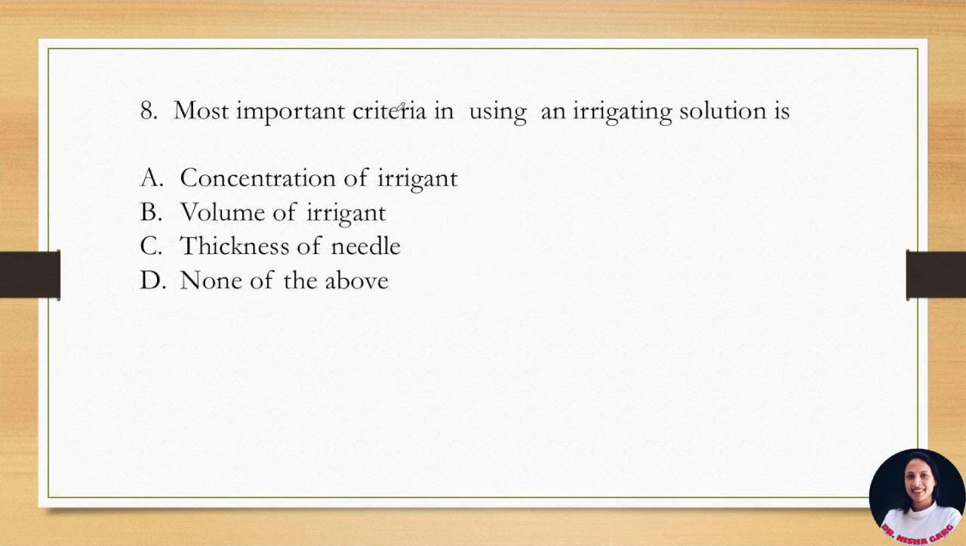The most important criteria in using an irrigating solution is: concentration of irrigant, volume of irrigant, thickness of the needle, none of the above.